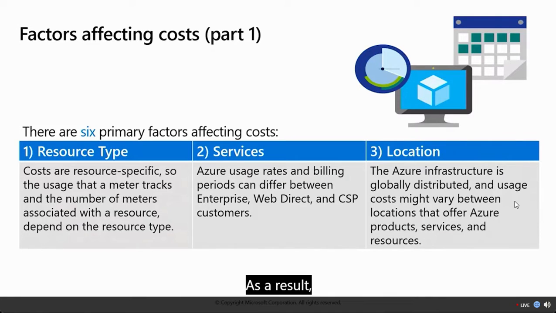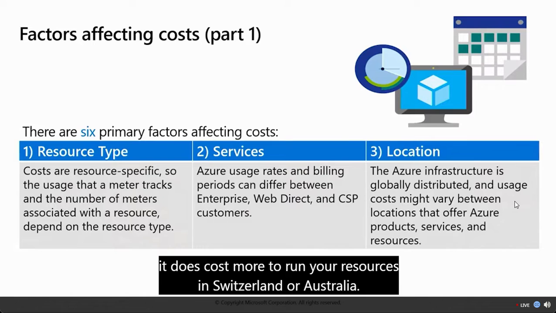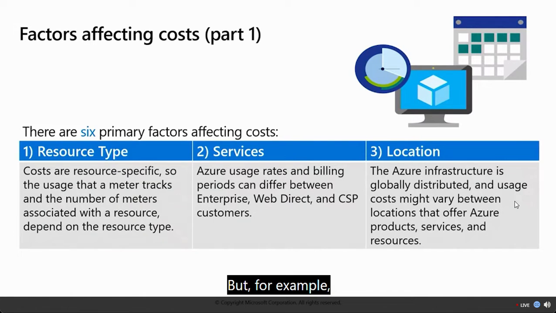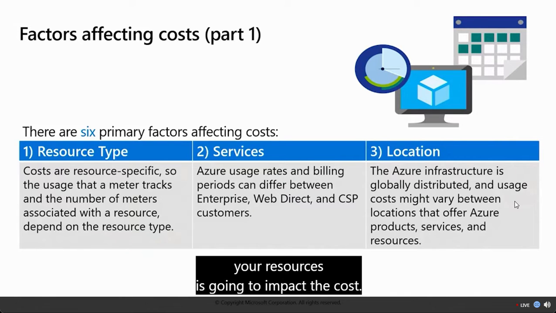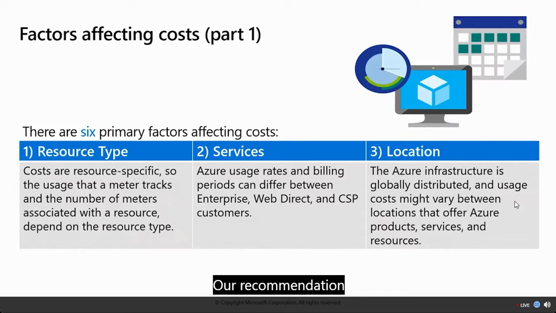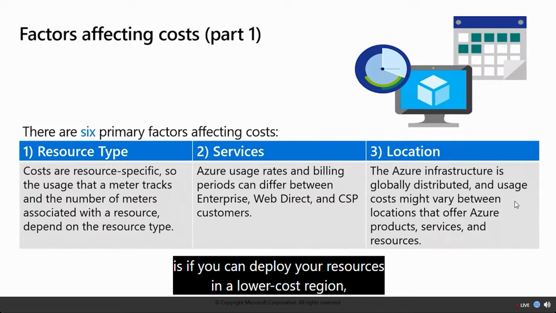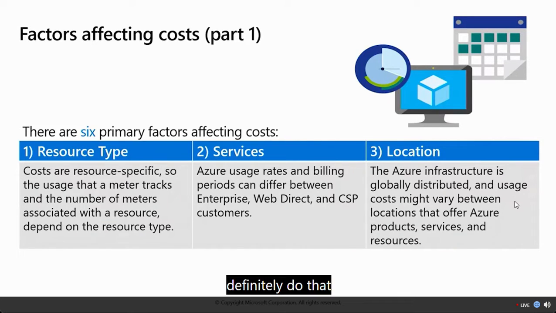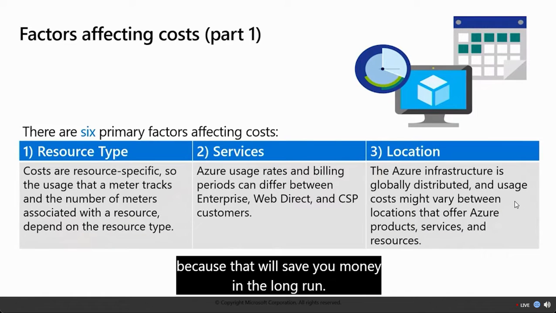So as a result, it does cost more to run your resources in Switzerland or Australia. But for example, East US is actually a lower cost region. So where you deploy your resources is going to impact the cost. Our recommendation is if you can deploy your resources in a lower cost region, definitely do that because that will save you money in the long run.